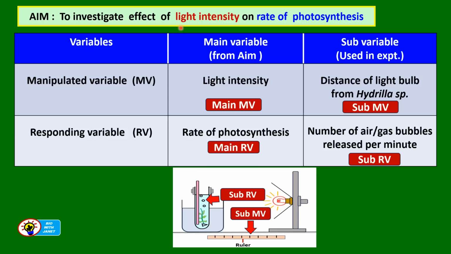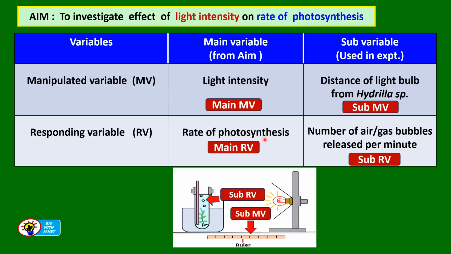So here's an interesting thing to note before we start discussing the experiment in detail. For this experiment, there are 2 manipulated variables and 2 responding variables. Now from the aim, you obtain the main variables. So this is the aim, to investigate the effect of light intensity on the rate of photosynthesis. The effect of something, that something is the MV. The effect of MV on RV. So your MV is the light intensity, and that is called the main MV because it comes from the aim. And then the rate of photosynthesis becomes your main RV, or main responding variable.